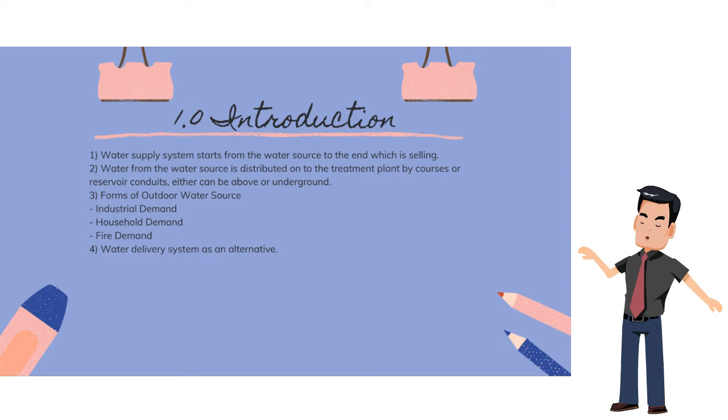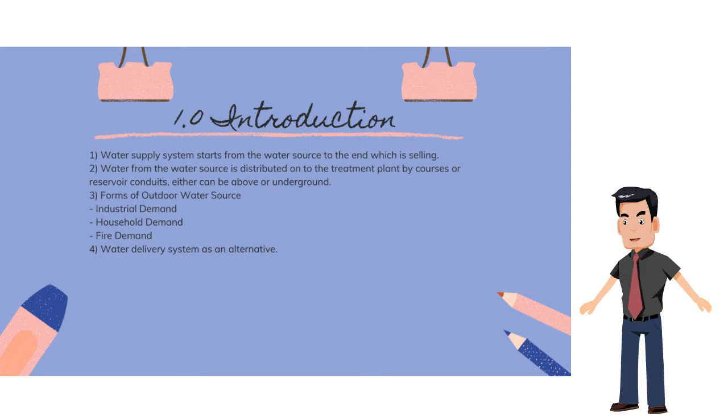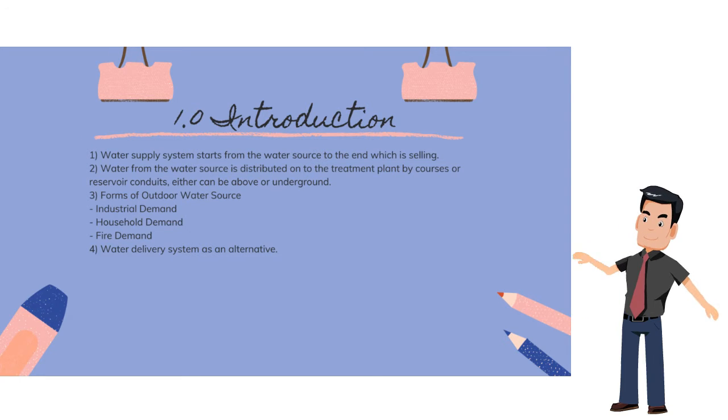Okay, next, the third part: three forms of outdoor water demand. First is industrial demand. Industrial demand means water used for the industrial part. The water supply meter outside supplies factories for industrial use, such as cleaning and making products.